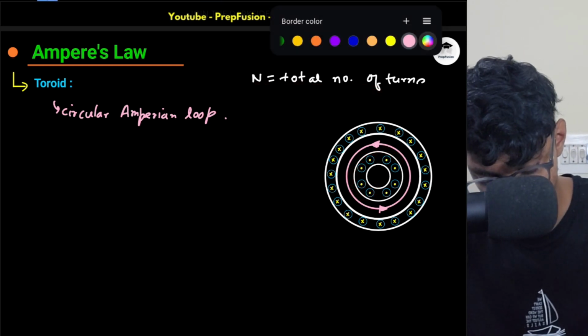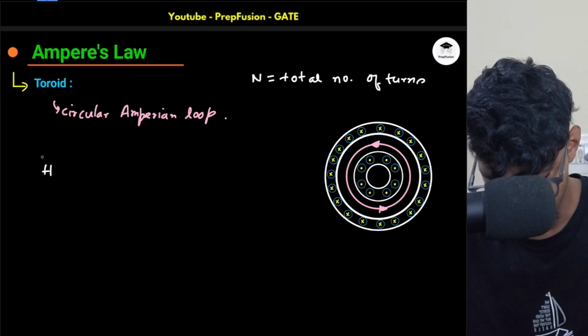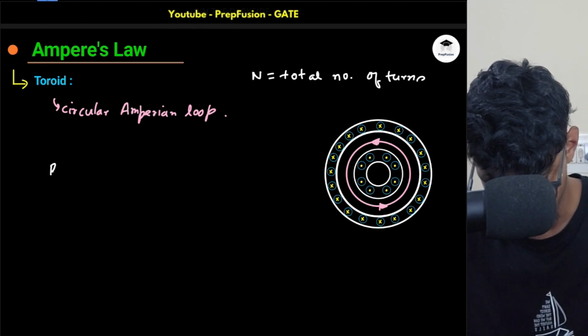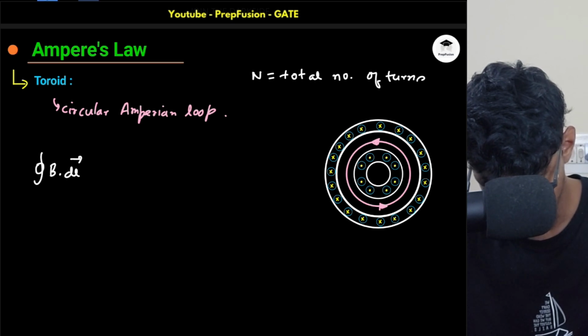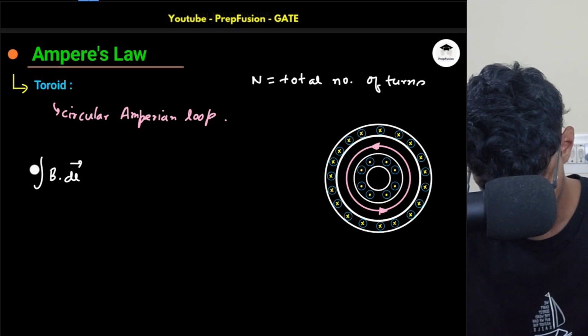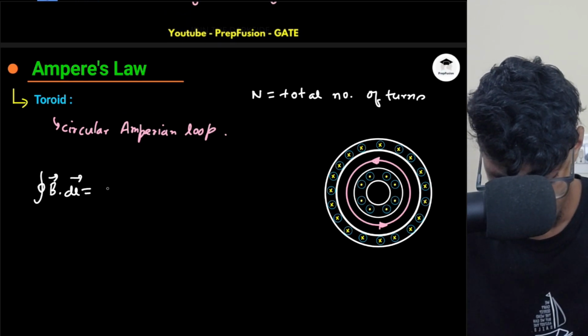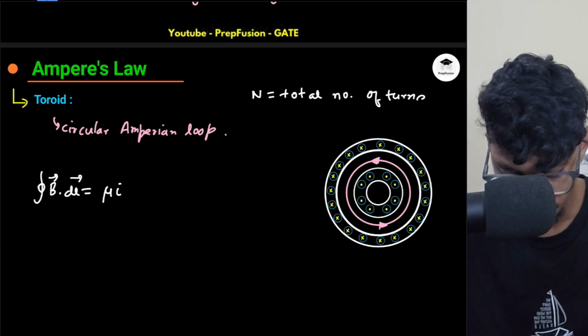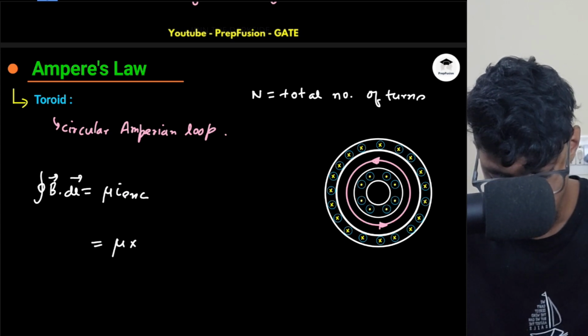So again I will use the same Ampere's law formula. This time I will not use H, I will use B. The closed line integral of B dot dl is equal to mu I enclosed, right? So what is I enclosed? It is mu into I enclosed.